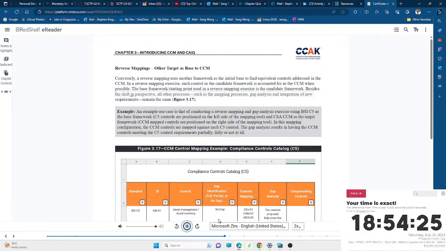Besides the shift in perspective, all other processes such as the mapping processes, gap analysis and integration of new requirements remain the same. Figure 3.17.